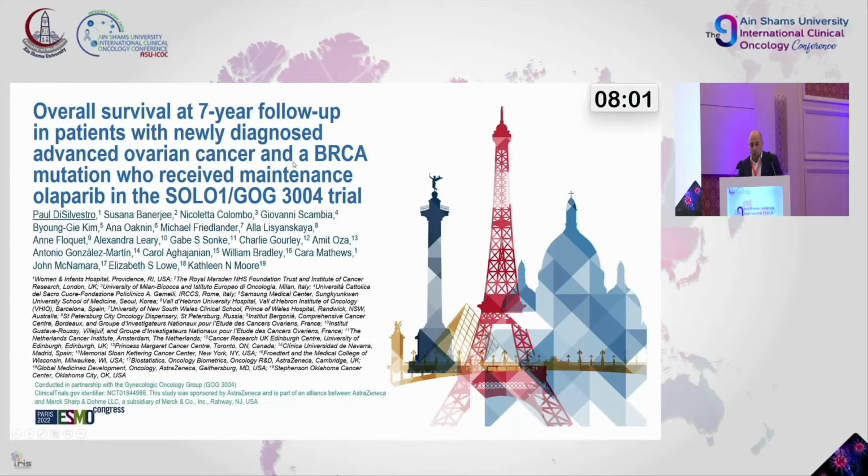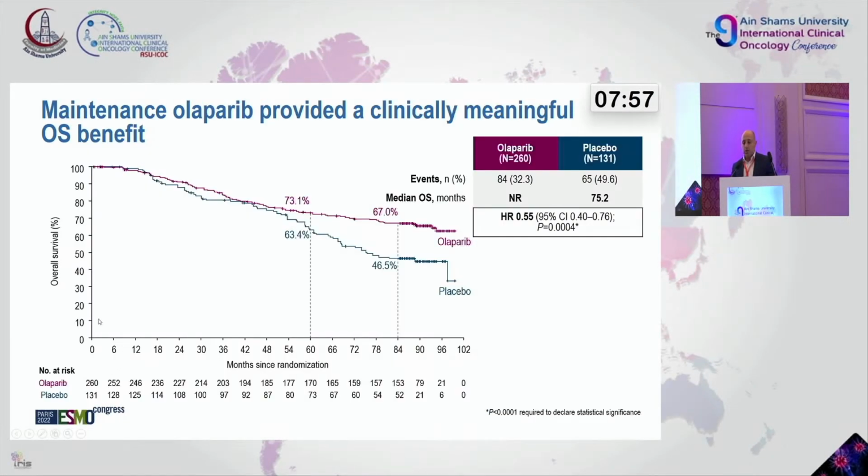What about the overall survival, which was announced this ESMO? It showed us that there is an overall survival with the maintenance for the SOLO-1 trial, and you can see here the hazard ratio of 0.55, and it is statistically significant. So you do get an overall survival with using the maintenance of PARP inhibitors or the olaparib.